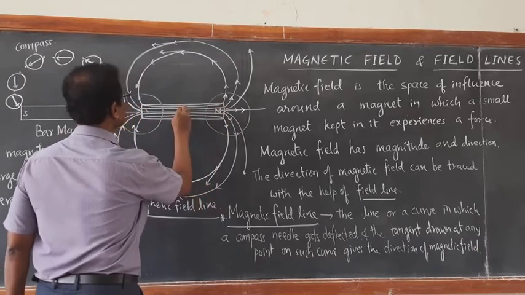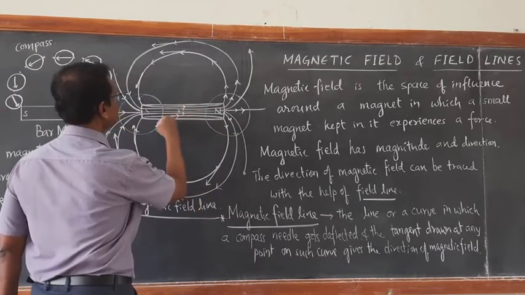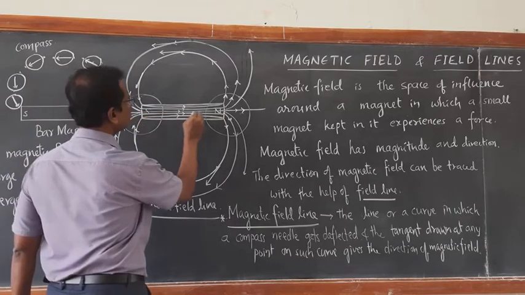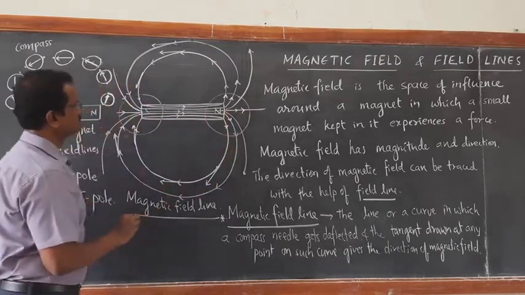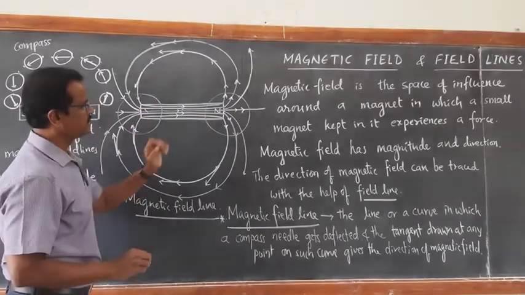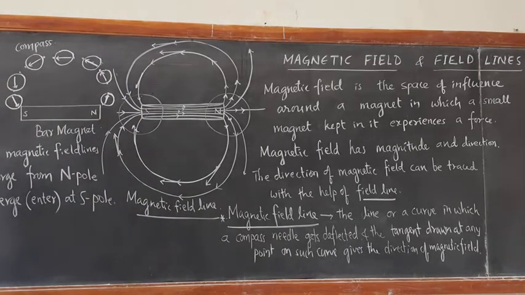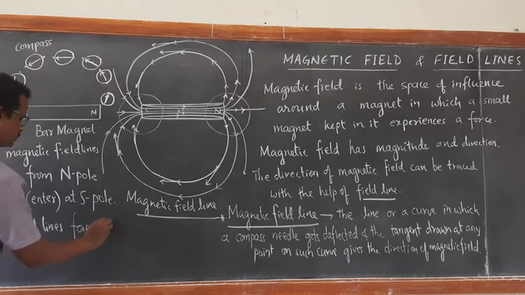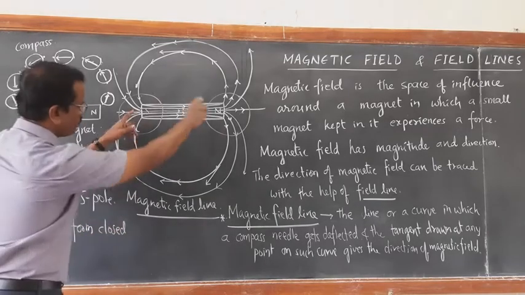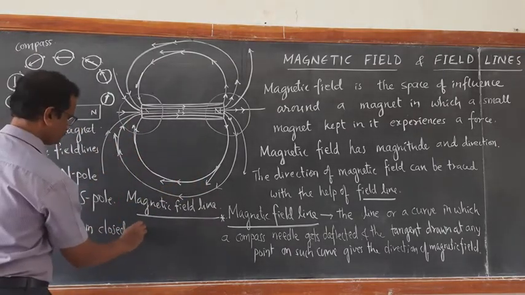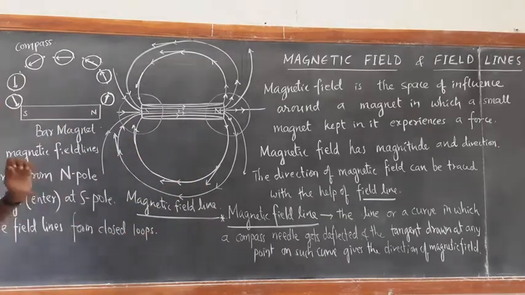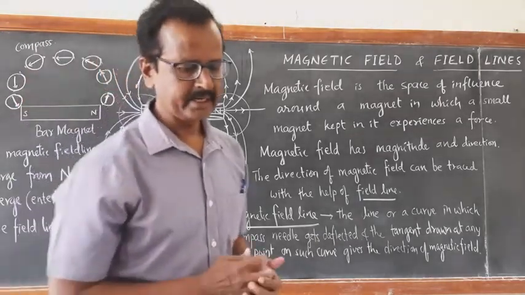Right? See here. Inside the magnet it is reverse. They are entering into south and coming out of north. They are from south to north inside the magnet. Outside the magnet they are from north to south. This is the property of magnetic field lines. These field lines form closed loops. These are the properties of magnetic field lines.